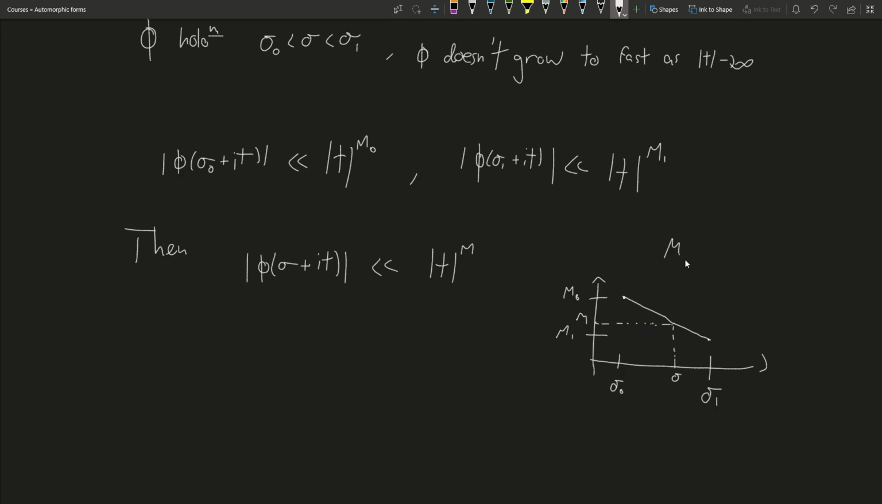So what is m? m is going to be, I guess, m0 times sigma minus sigma 1 plus m1 sigma minus sigma 0, over sigma 1 minus sigma 0. Is this right? So when this is sigma 1, you get the right thing. And when this is sigma 0, you get minus the right thing. Is that right? Yeah, so we'll probably need a minus sign here. Okay, cool.